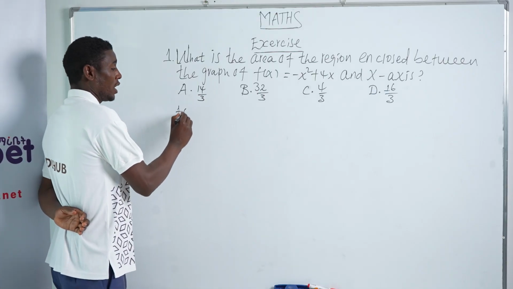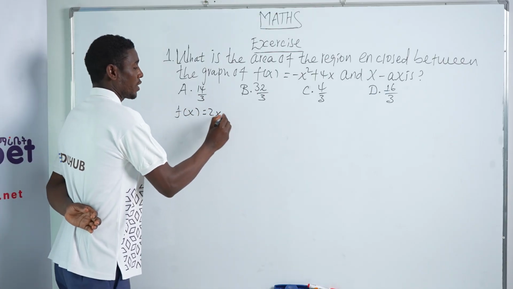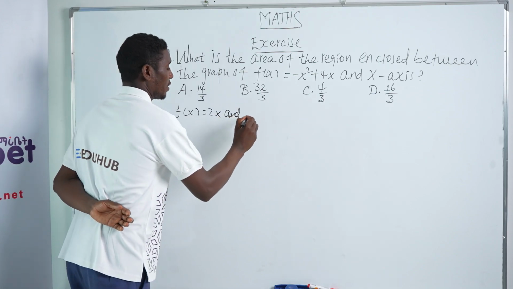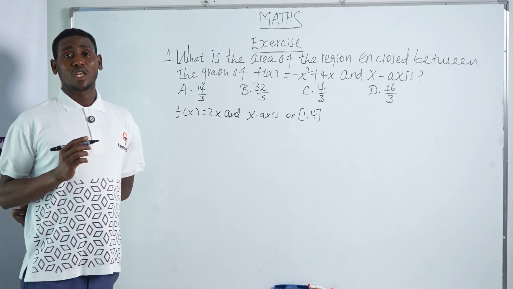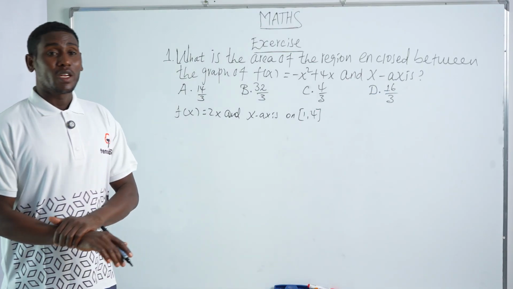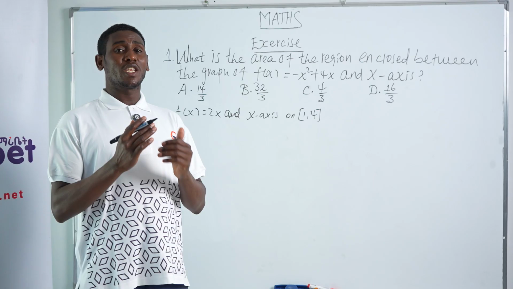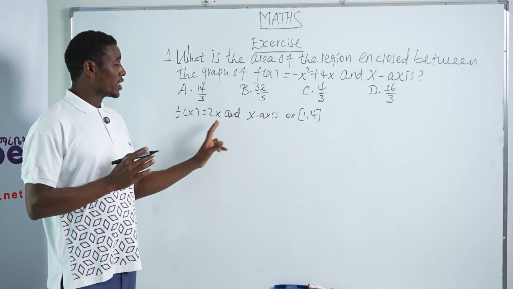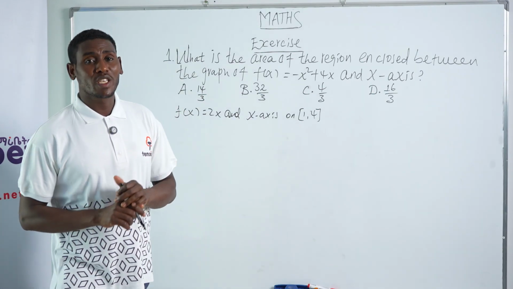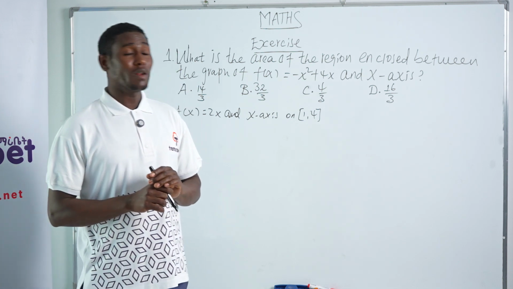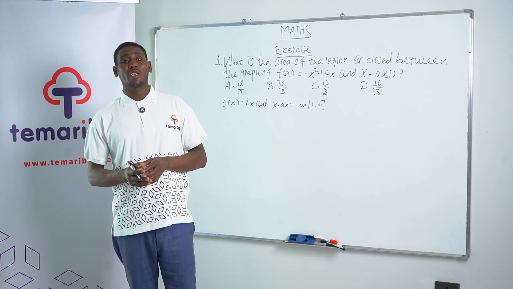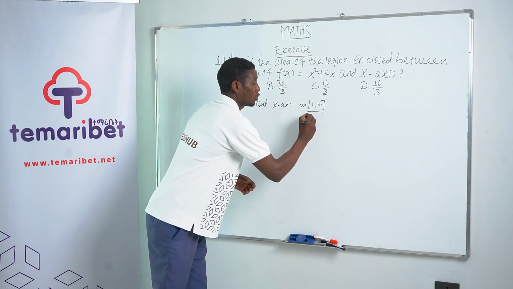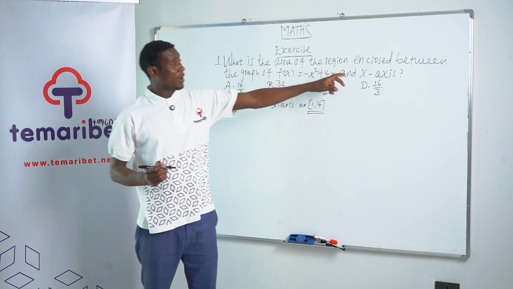For example, f of x equals x and the interval 1 to 4. For example, if you are asked this type of question, determine or calculate the area of the region that is enclosed by f of x equals x and the x-axis on the given interval 1 to 4. Here we may face two different types of questions. The first one is with interval and without interval. As you see here, we have no intervals.